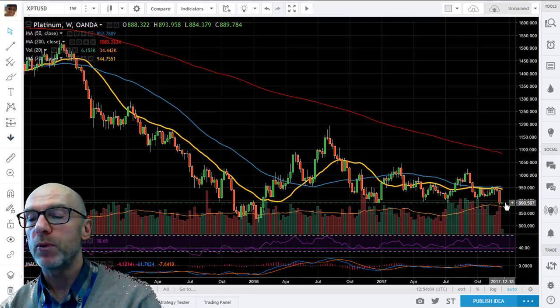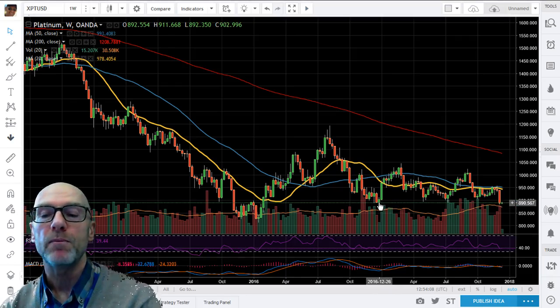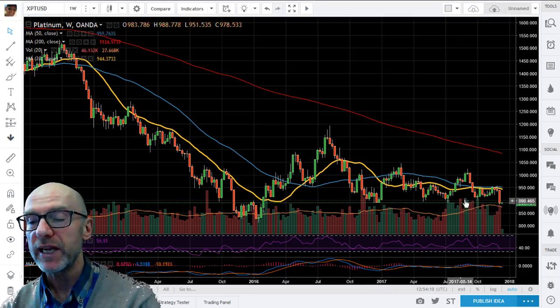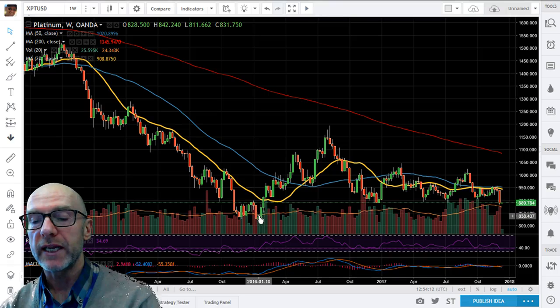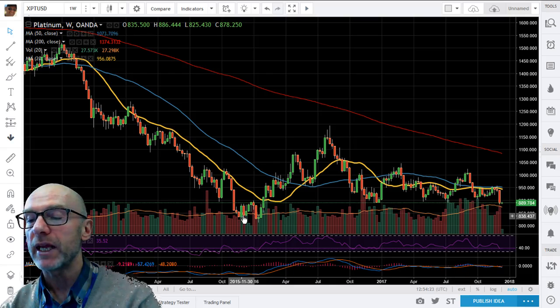We've also fallen through the support that was visible from December last year. So now for supports, we're looking at the start of January 2016 and November 2015. There's support levels back there, but really they don't come into play until about 840, 825.